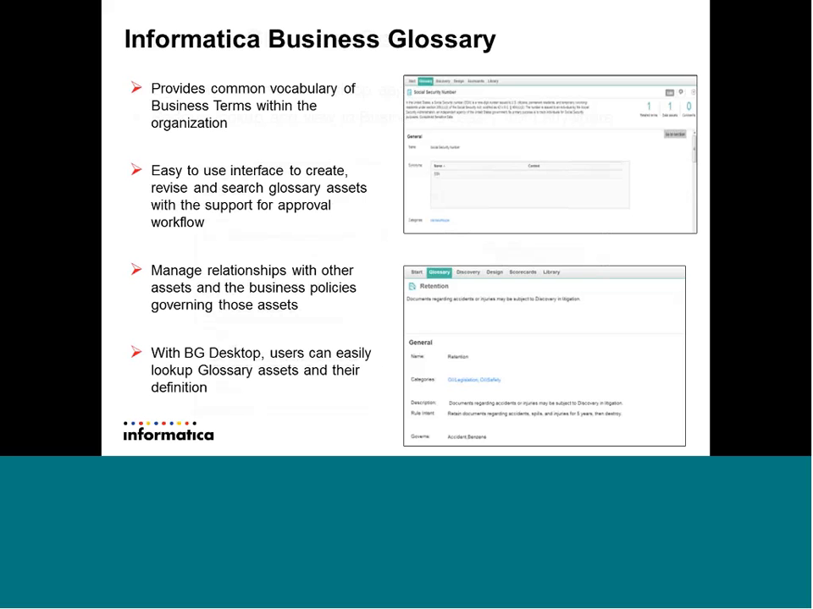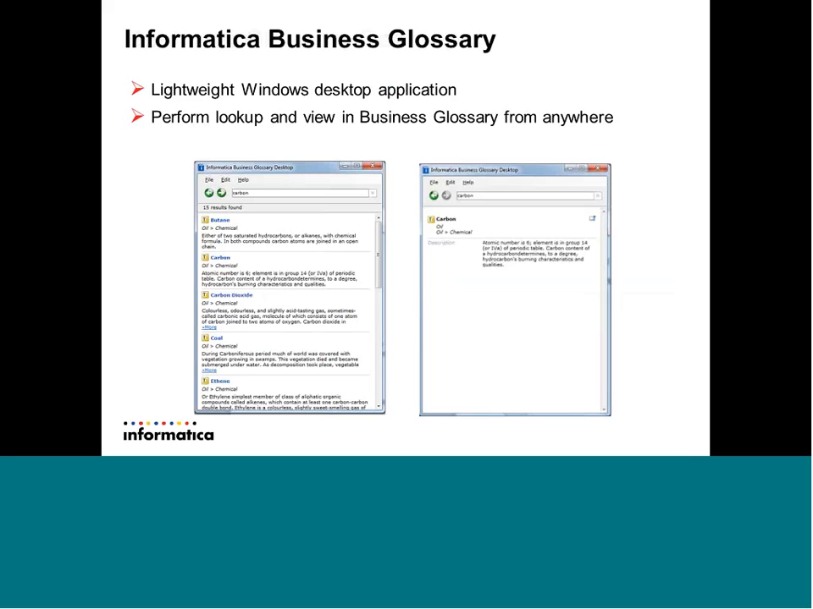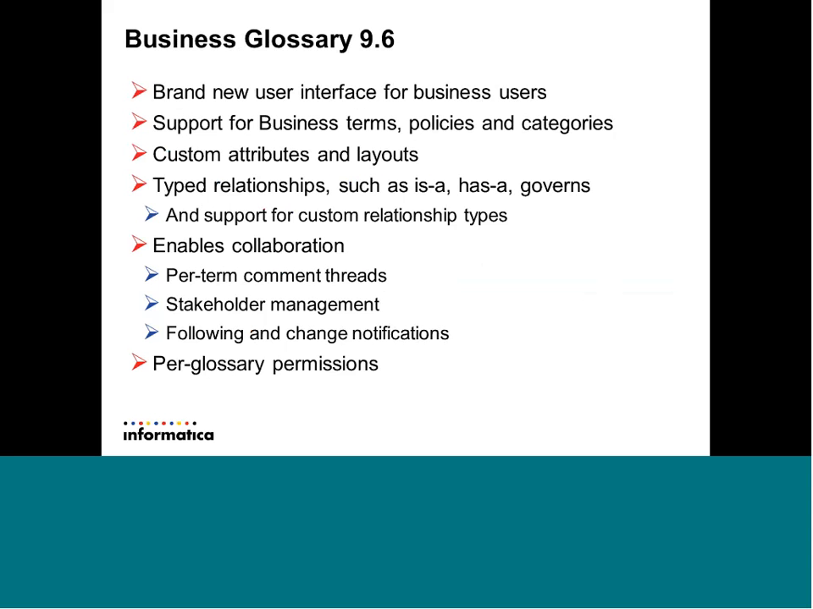Coming to 9.6, what are the major features that we introduced in the 9.6 release of Business Glossary? As I mentioned before, we have a brand new user interface catering to business users, and we have support for business terms, policies, and categories within Business Glossary. We have custom attributes and layouts. Layouts can be modified to suit your own needs so that you don't have to use the default layout that we ship with the product. And we have typed relationships, as I mentioned before, so that you can define the type of relationship between two objects, whether it is a governance relationship, an is-a relationship, or a has-a relationship, etc. We also support custom relationship types so that you can create your own relationship types between two glossary objects using our custom framework.